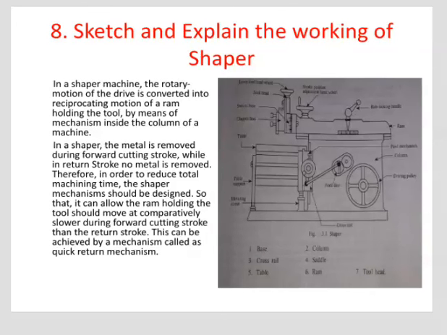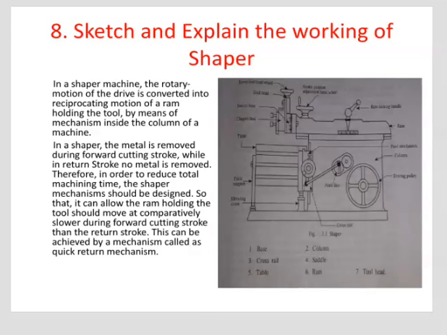The next is: sketch and explain the working of shaper. In a shaper machine, the rotary motion of a drive is converted into reciprocating motion of a ram holding the tool by means of a mechanism inside the column of the machine. In a shaper, the metal is removed during the forward stroke, while in the return stroke no metal is removed. Therefore, in order to reduce the total machining time, the shaper mechanism should be designed so that the ram holding the tool moves comparatively slower during the forward stroke than the return stroke. This can be achieved by a mechanism called the quick return mechanism.